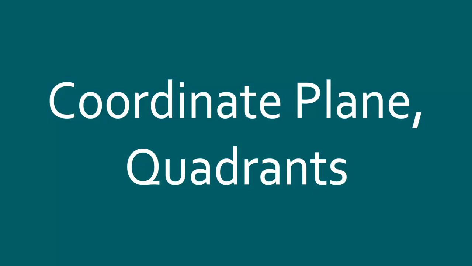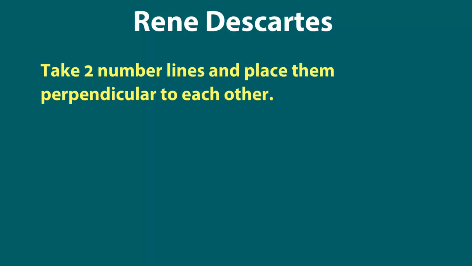We are continuing to learn more about coordinate planes. We have seen earlier that the great French mathematician René Descartes was the first person to propose how to locate any point on a plane. So quickly, let's recap what he had suggested.